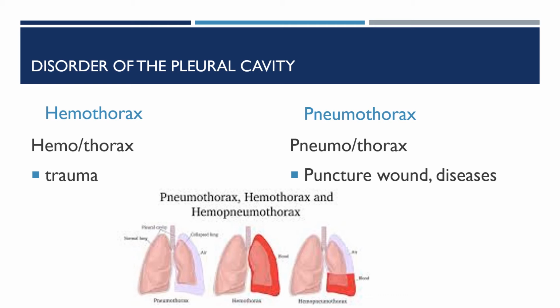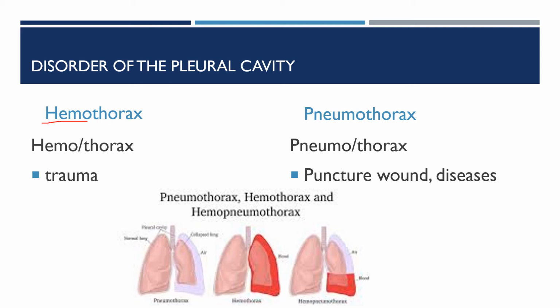Okay, things that go wrong within the pleural cavity. Think about it first. Where is the pleural cavity? Now, we're inside the pleural cavity. Think about what is inside the pleural cavity, the lungs. Two of the disorders that we will see that relate to the pleural cavity are a hemothorax and a pneumothorax. Hemo means blood. Thorax refers to the chest. So hemothorax is blood in the chest cavity. It's usually caused by trauma.